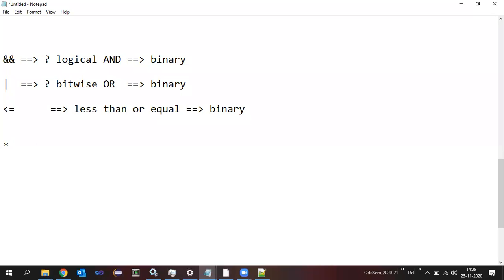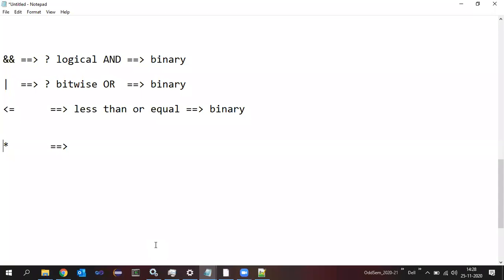What type of operator is it? Indirection. Special operator. Indirection operator. Okay, fine. I got different answers here, right?